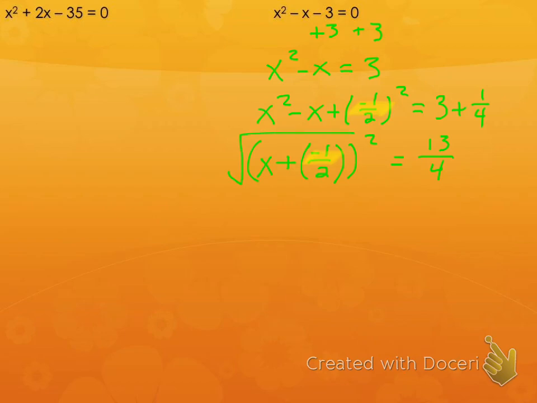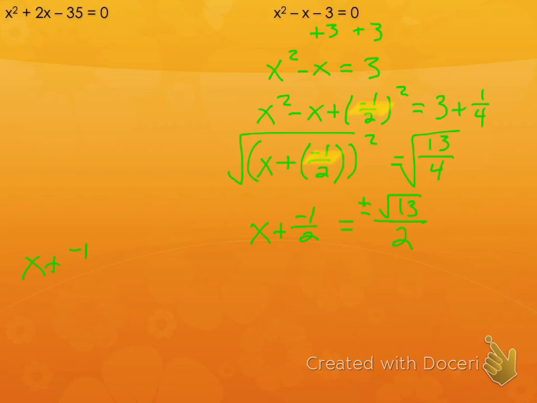Take the square root of both sides, so I get x plus negative 1/2 is equal to, when I take the square root of a fraction, I can take the square root of the top and the bottom. So square root of 13 is on the top, square root of 4 is 2, so I can just write it as 2 on the bottom. I always have to remember my plus or minus. Then split it up into two different problems.